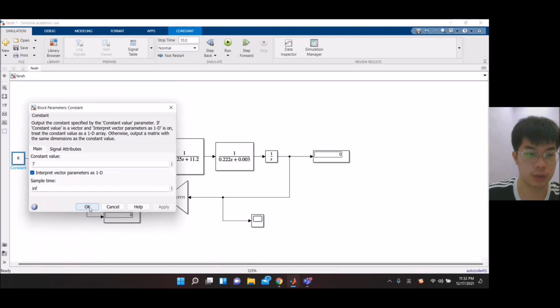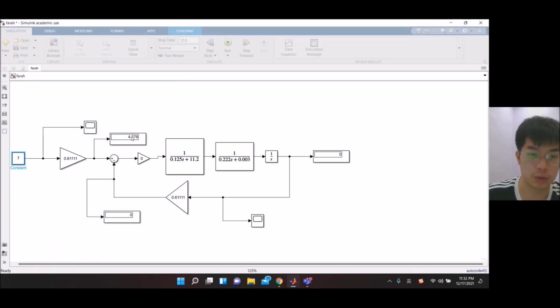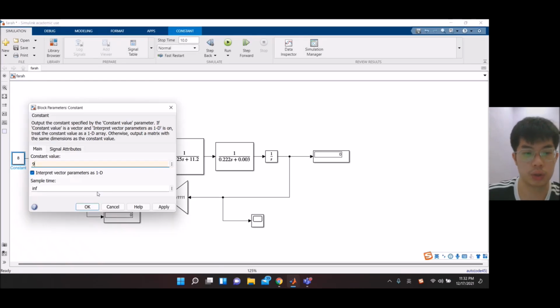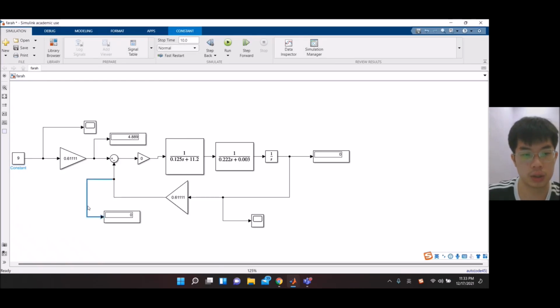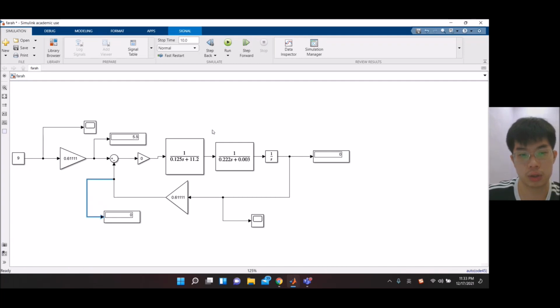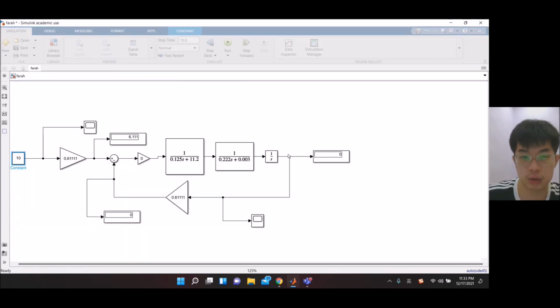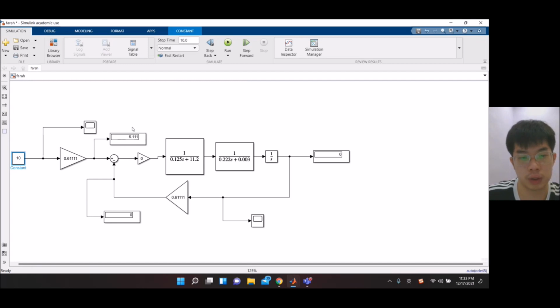Constant change to 7, value become 4.2, here also 0. Change to 8, and 4.8, and here also 0. Change to 9, it becomes 5.5 and 0, and lastly is change to 10. So the value is 6.1 and 0.